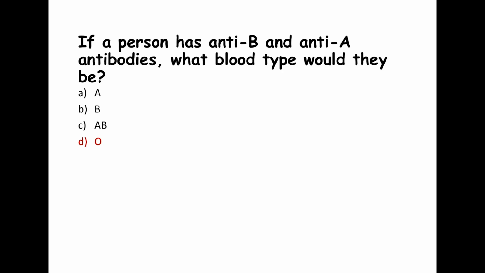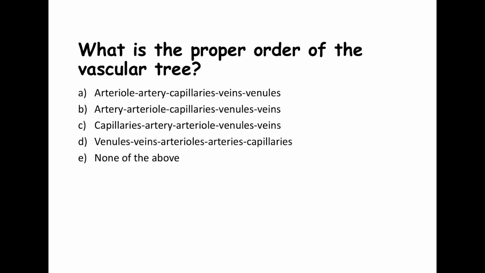Okay, so hopefully you got type O. All right, what is the proper order of the vascular tree? All right, so hopefully you remember this. So this one says arterial, artery, capillaries, veins, venules. Artery, arterial, capillaries, venules, veins. Capillary, artery, arterial, venules, veins. Venules, vein, arterioles, arteries, capillaries are none of the above. So if you remember the vascular tree, you should say that it's artery, then becomes arterial, then capillary, then venules, then veins. All right, next one.